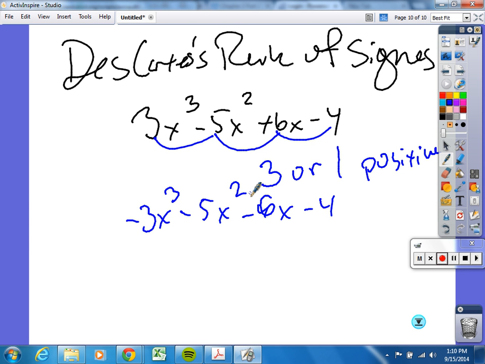Is there any sign changes here? No, there's no. So guess what? There are 0 negative zeros. So remember when we did our possible rational zeros? Right? And I had the plus or minus, on this one, I don't even look at any negative number. But you said on the negative you do?